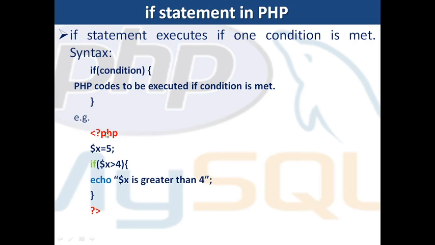So here we have a PHP script. We have started a PHP script, defined a variable $x equal to 5, then checking here if $x is greater than 4 or not. So $x is greater than 4, this echo statement will be executed and will print 5 is greater than 4. Let us check it in the browser.